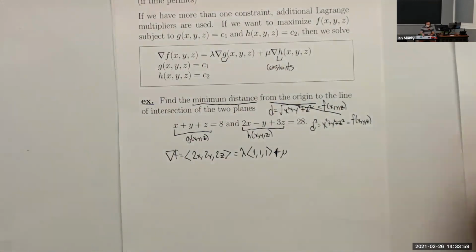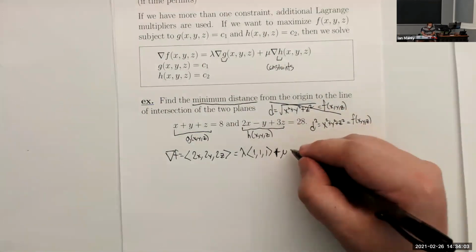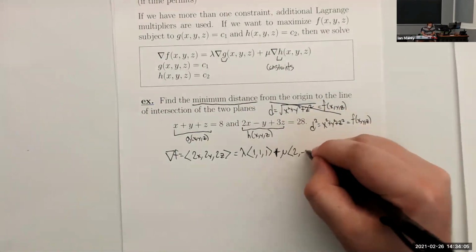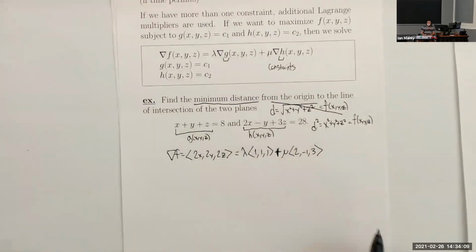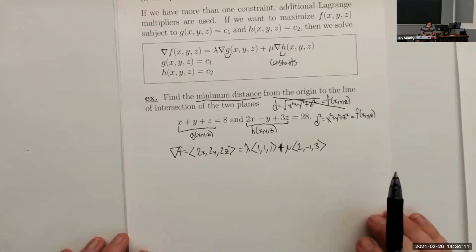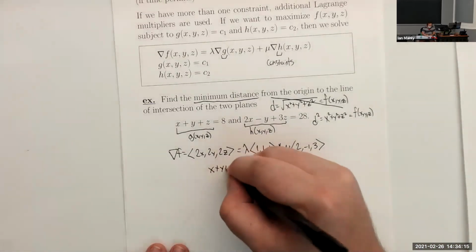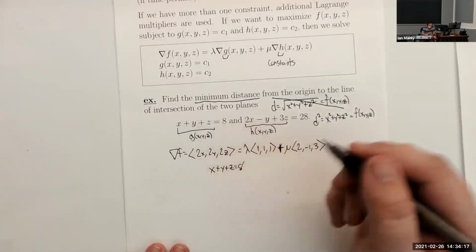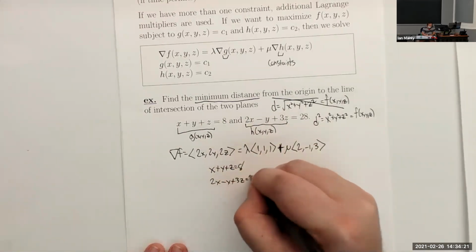All right, wonderful. So then let's go ahead and do the gradient of h. That'll be 2, -1, 3. So at least these were pretty easy to do the gradient of. All right, and then we have our constraint equations. x plus y plus z is 8. And then we have 2x minus y plus 3z is 28.